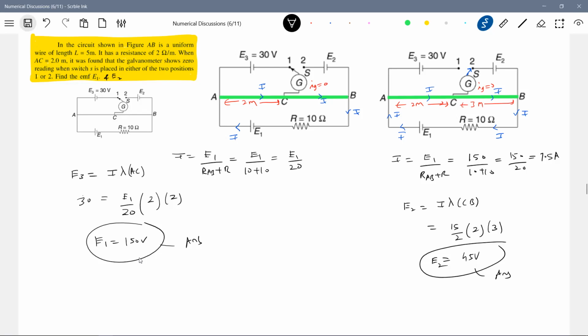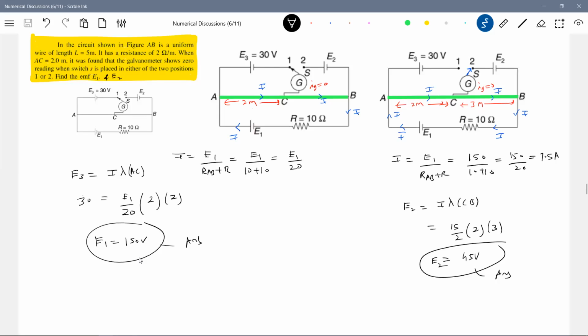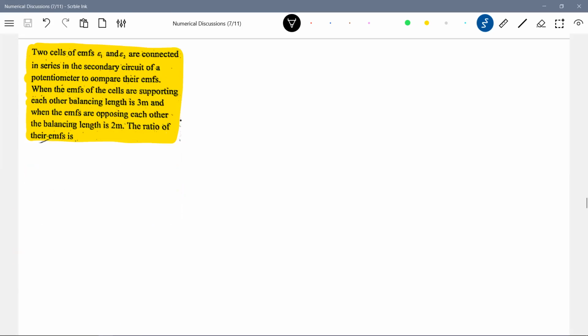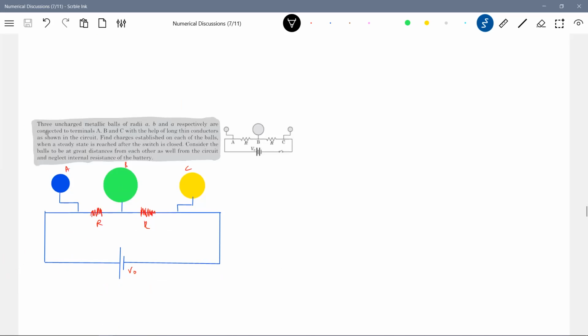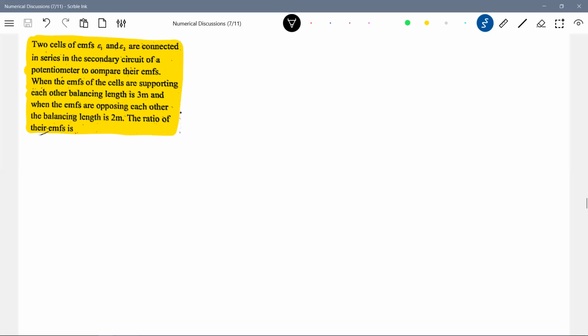There are some 15 different varieties, or at most 20. Don't solve 100 or 200 problems, just 20 different numericals are there. Think over it: meter bridge, post office box, ammeter, voltmeter. Maximum you can manage that. And we have one last problem, still so many remain. We'll see next class then. Let me finish off this. Two cells of EMF E1 and E2 are connected in series in the secondary circuit of a potentiometer.